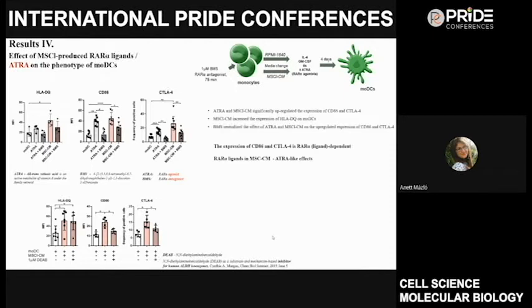So in the next series of our experiments, we inhibited the aldehyde dehydrogenase isoenzymes using a highly selective inhibitor, which is DEAB, in MHCL cells. In the following setup, the differentiation of monocytes was observed in the presence of ATRA-deficient MHCL cell-derived conditioned media, and of course IL-4 and GM-CSF. As you can see here, we found that the MHCL-derived ATRA has no effect on the expression of the HLA-DQ molecule. However, the MHCL-derived ATRA has an effect on the expression of CD86 and CTLA4 molecules on the MODCs. So these results suggest that MHCL cells bring about monocyte phenotypic changes, at least partially through ATRA production by MHCL cells.